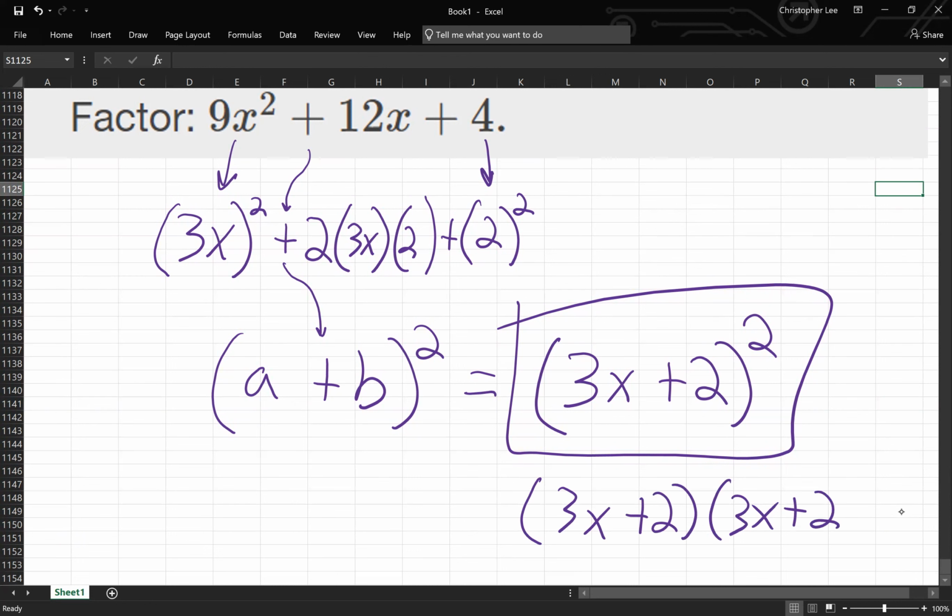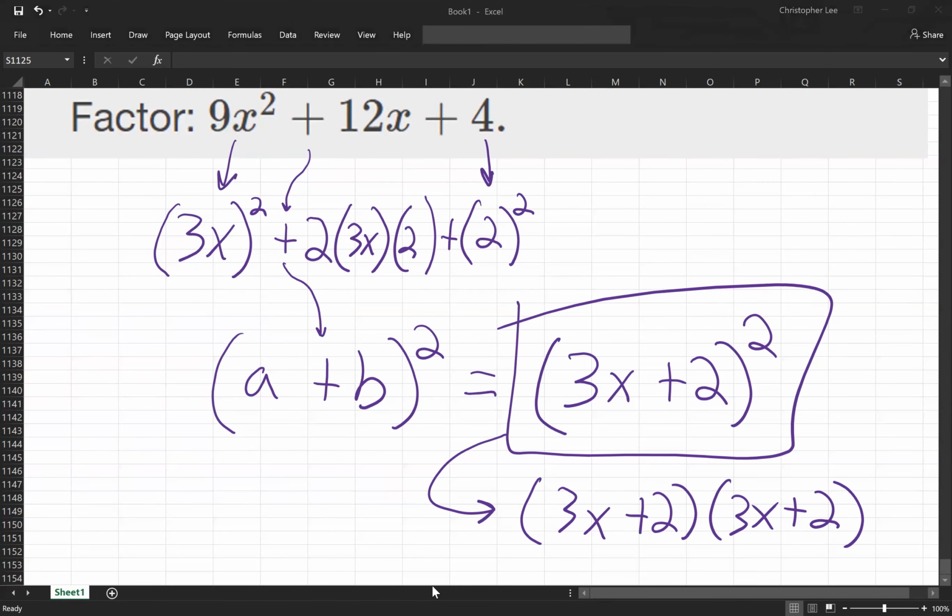The AC method, that's the truth, right? Remember that this means this, right? Anytime you have something squared, it's the same thing repeated, right? I'm going to let you guys try one real quick.